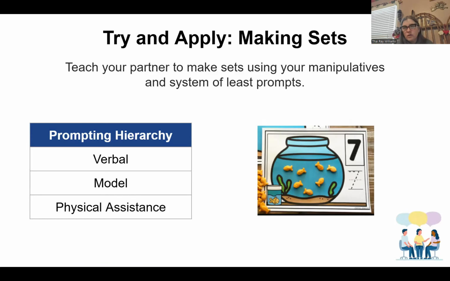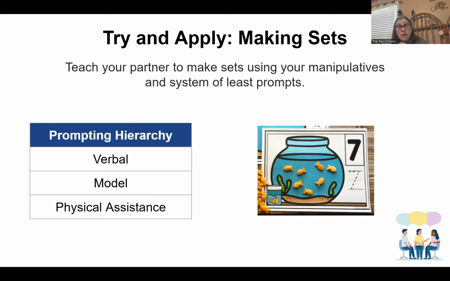So it depends on what your instruction is. And then I would say, make a set of 7. That's my task direction. Then I'm going to wait for an independent response. If the student gives me an independent response, I'm going to say, great job, way to go. You made a set of 7. If the student makes an error, I'm then going to come in with my model. When I do my model, I'm going to count them out. One, two, and making a set of seven. Three, four, five, six, seven.